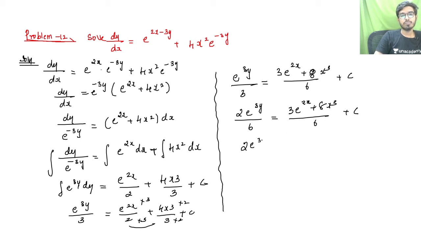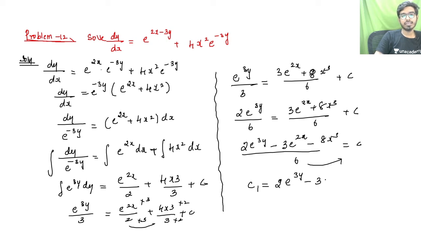We just take this term to the other side. So we will have 2 e power 3y minus 3 e power 2x minus, I'm just multiplying here by 2 by 2, right? So that we will have 2 by 6. So this will be minus 8x cube whole divided by 6 is equal to c. So if you bring this c this side, 6c will be some constant. So we will have some c1 is equal to 2 e power 3y minus 3 e power 2x minus 8x cube is the required solution.